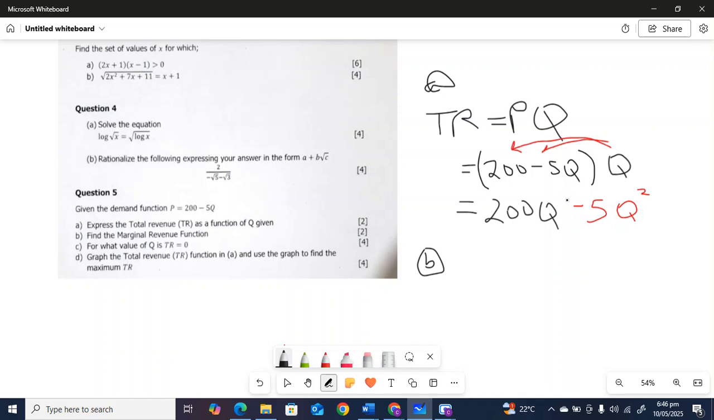Okay, next is the marginal revenue. The marginal revenue is the derivative of the total revenue. So marginal revenue equals the derivative of the total revenue function with respect to Q. So we're deriving the total revenue function with respect to Q. Colleagues, those who remember differentiation, when we derive this function, what do we get?